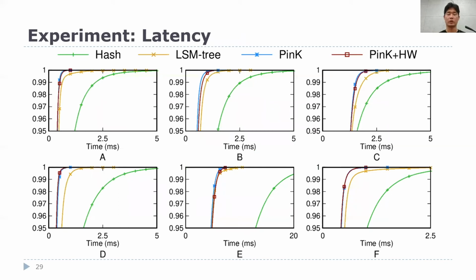On this slide, we compare the latency characteristics using YCSB. As it suffers from signature collisions, hash has the slowest latency. Although LSM-tree uses the state-of-the-art Monkey bloom filter, it still has quite a long latency. However, PinK shows the shortest latency since it can bound read operations.